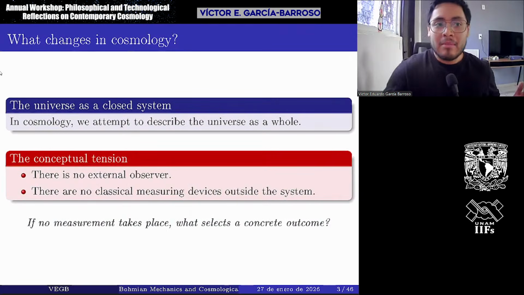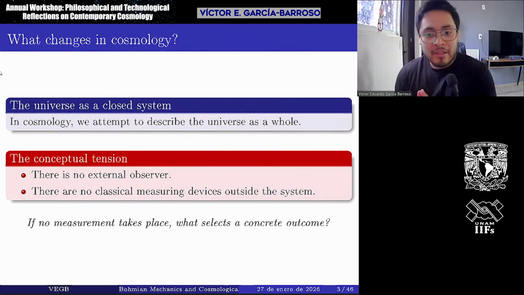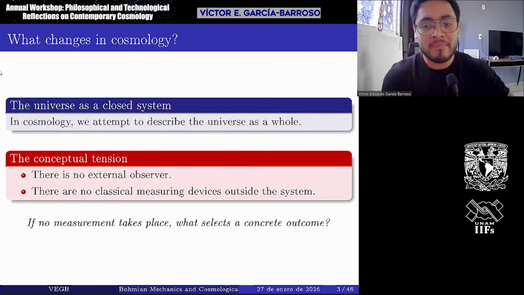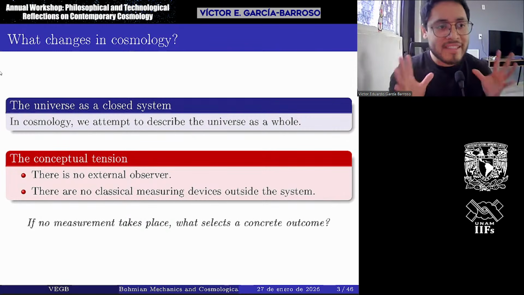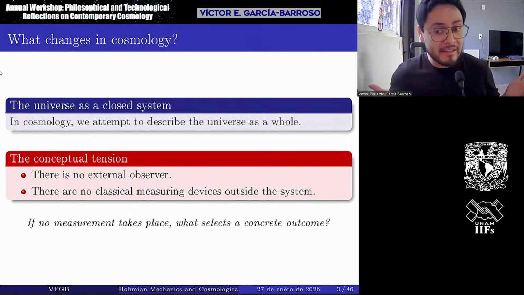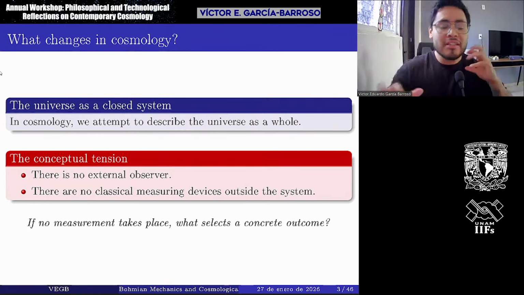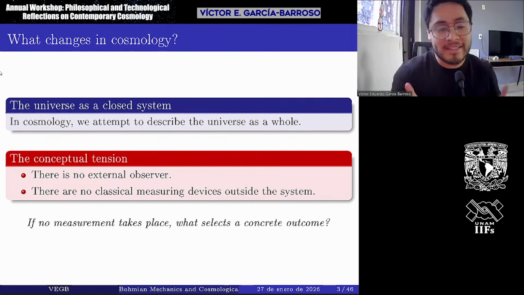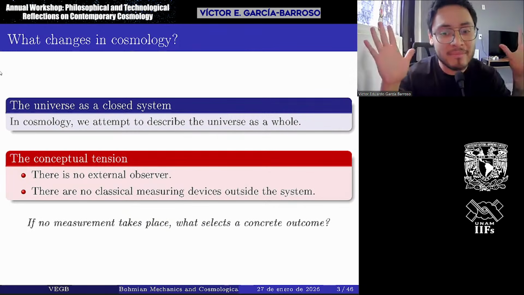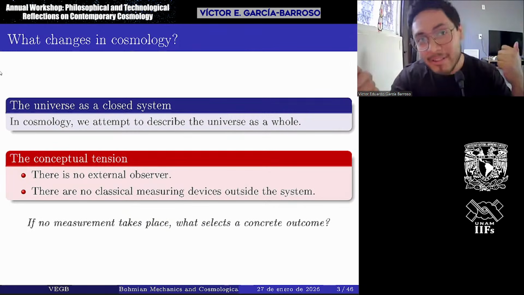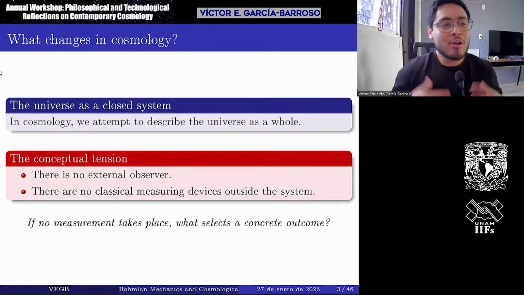Well, but what changes in cosmology? Well, here's the main problem. In cosmology, our system is the universe itself. And by definition, the universe is a closed system. It contains everything, including the observers and their devices. So we face a big contradiction.